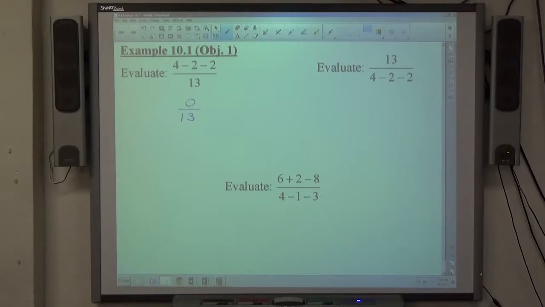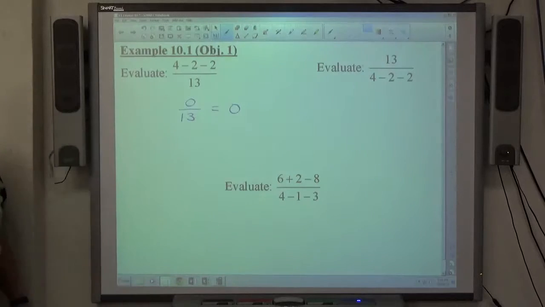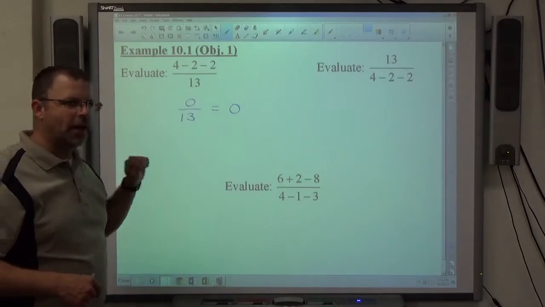If you have 0 in a fraction that's being divided by a number that is not 0, the answer is 0. All right, so if 0 is on the top divided by any other number other than 0, the answer is 0. Do not leave an answer 0 over 13 or 0 over 5 or 0 over negative 3. Write 0 so I know that you know the answer is 0. Don't leave it in fraction form. Evaluate it out.